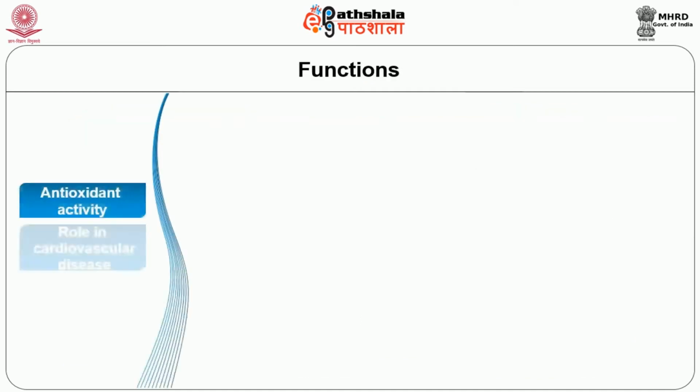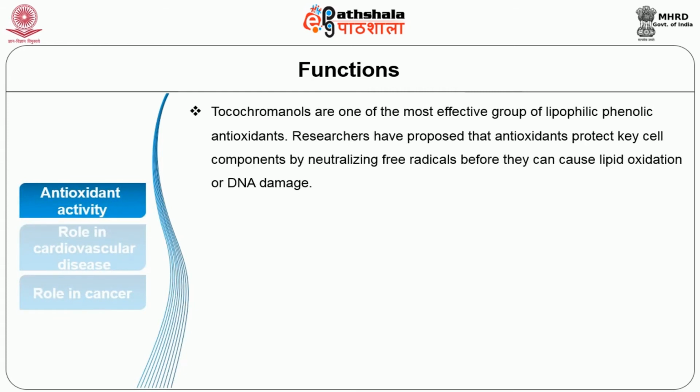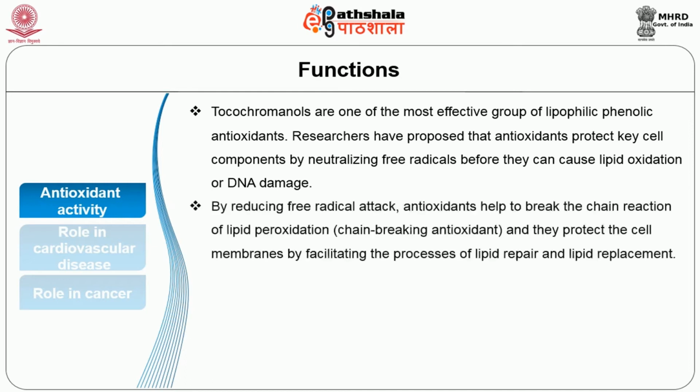Coming to the major functions, antioxidant activity. Tocochromanols are one of the most effective groups of lipophilic phenolic antioxidants. Researchers have proposed that antioxidants protect key cell components by neutralizing free radicals before they can cause lipid oxidation or DNA damage. By reducing free radical attack, antioxidants help to break the chain reaction of lipid peroxidation, and they protect the cell membranes by facilitating the processes of lipid repair and lipid replacement.